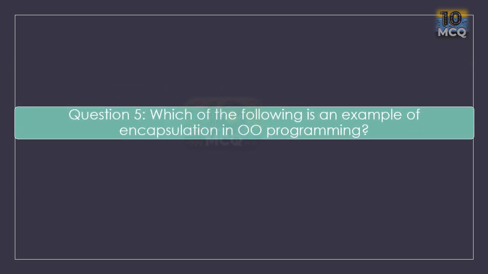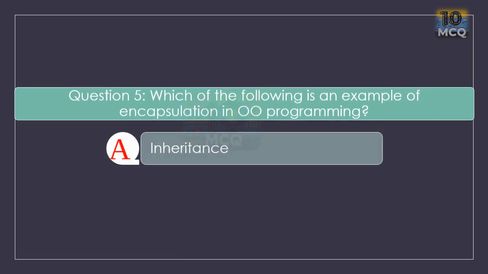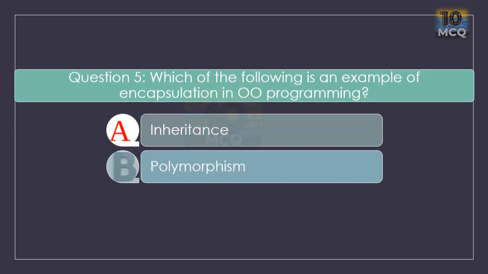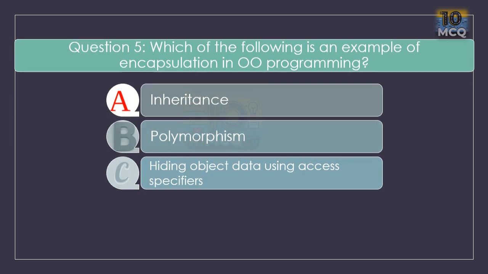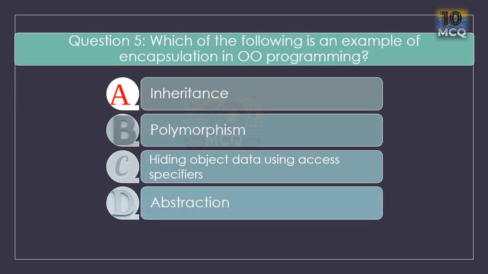Question 5. Which of the following is an example of encapsulation in object-oriented programming? Option A, inheritance. Option B, polymorphism. Option C, hiding object data using access specifiers. Option D, abstraction. The correct answer is option C, hiding object data using access specifiers.